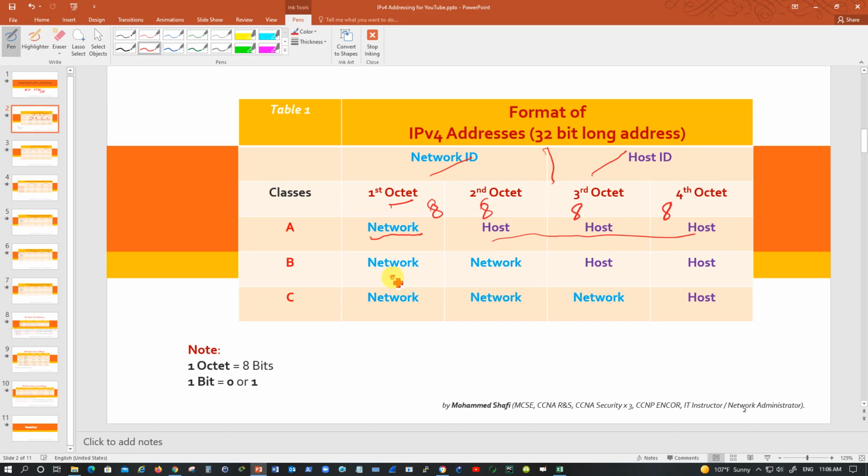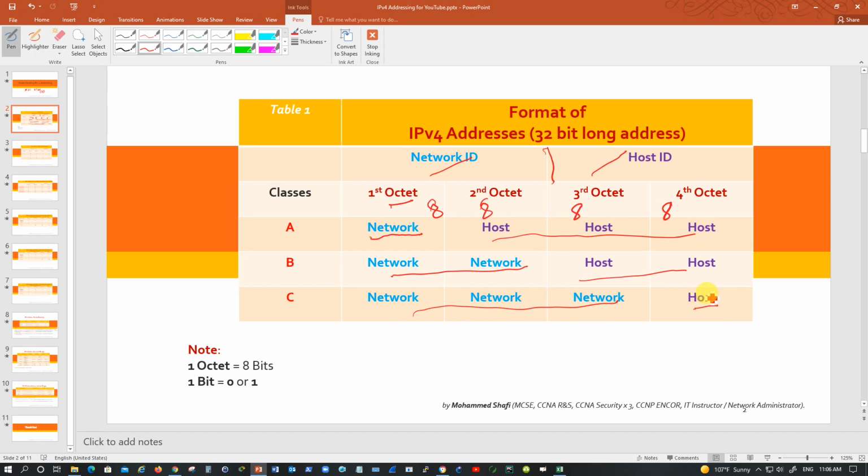Likewise, class B has 2 network portions and 2 host portions. Okay, out of this 32 bit or 4 sections, you have 2 divided for network, representing the network ID, and 2 for the host ID. Class C has 3 and just 1 as host.